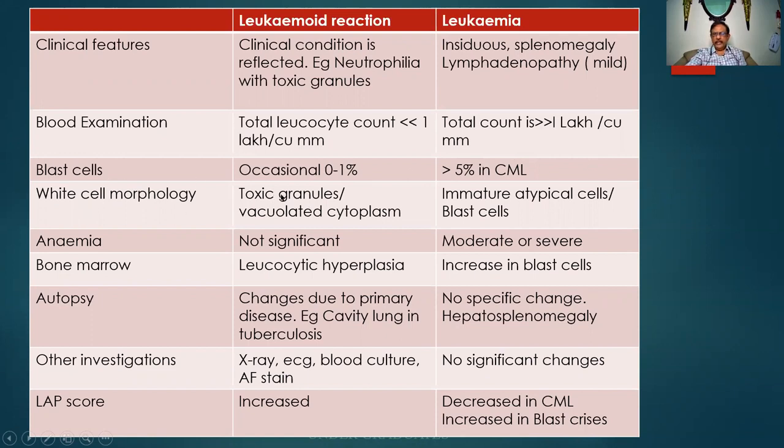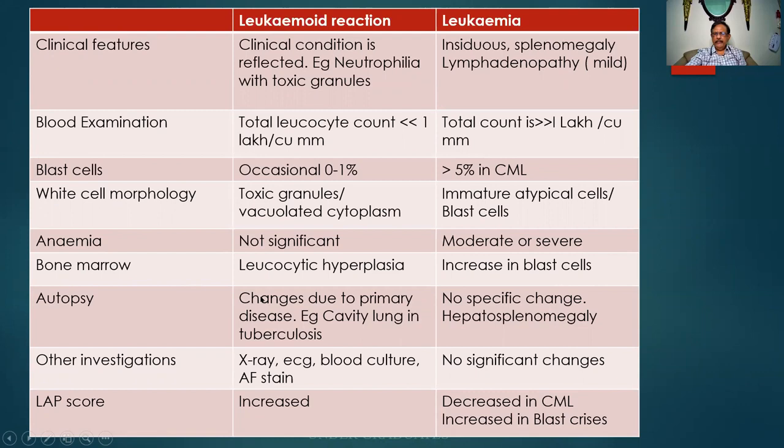White cell morphology, there will be toxic granules that can be seen. Here there will be immature and atypical cells, blast cells can be seen. Anemia is not significant in leukemoid reaction, whereas it is marked in leukemia. Bone marrow, leukocytic hyperplasia, here there is an increase in immature cells or the blast cells.